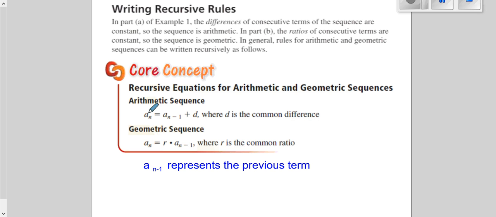Arithmetic sequence: a sub n equals a sub n minus 1 plus d, where d is the common difference. Geometric: a sub n equals r times a sub n minus 1, where r is the common ratio. Remember that a sub n minus 1 represents the previous term. That is the term right before the nth term, one before the nth term, n minus 1.